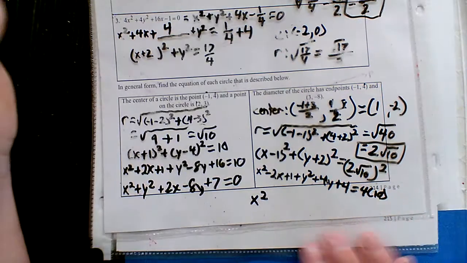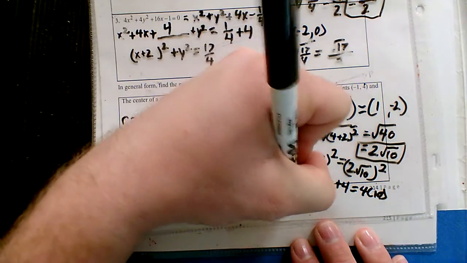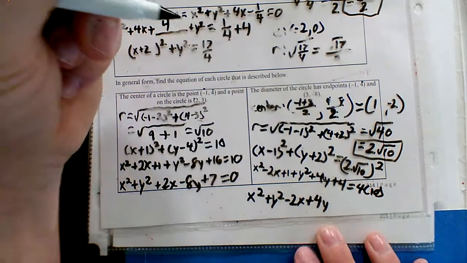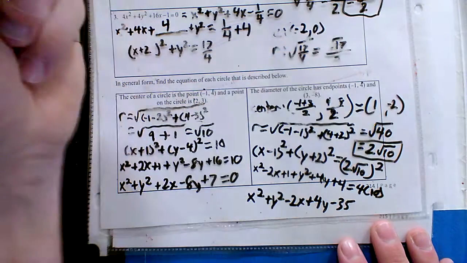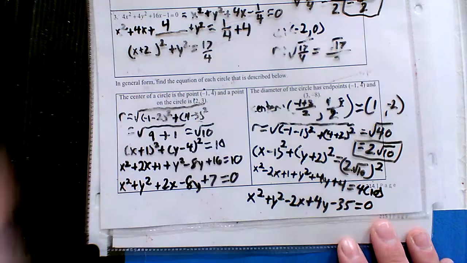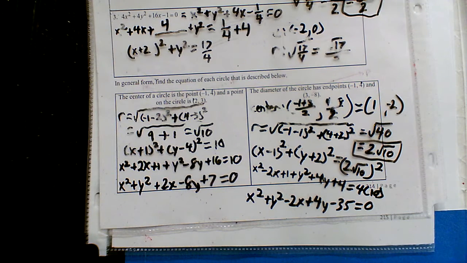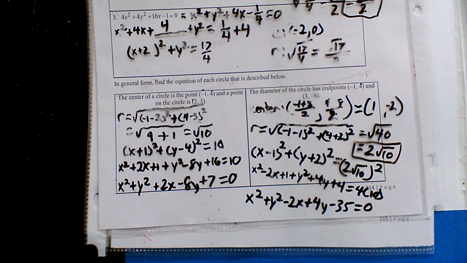So x squared plus y squared minus 2x plus 4y. Subtract the 40 over. And that is your general form. So if you were solving on your own, make sure you get the same general form. Don't forget you do have this 1 over here. The 1 plus the 4 is 5. So when you subtract 40 over, that's how you get negative 35. That 1 is something you might forget about over there.